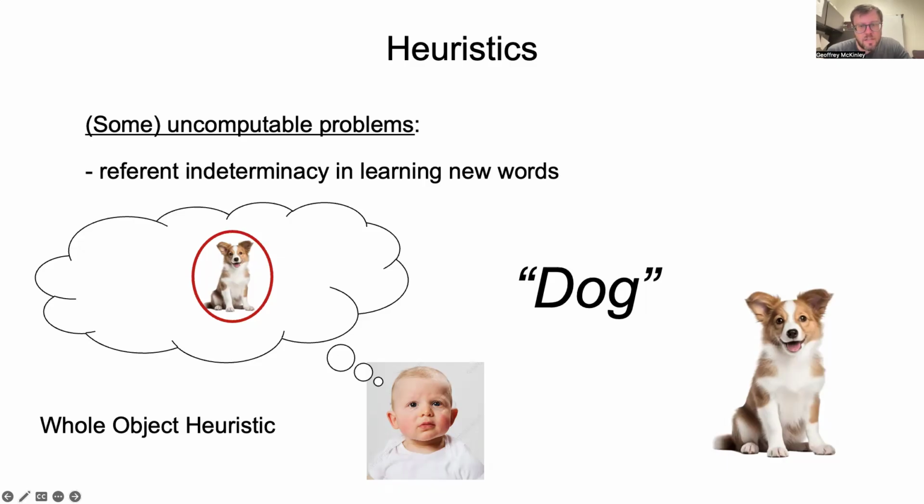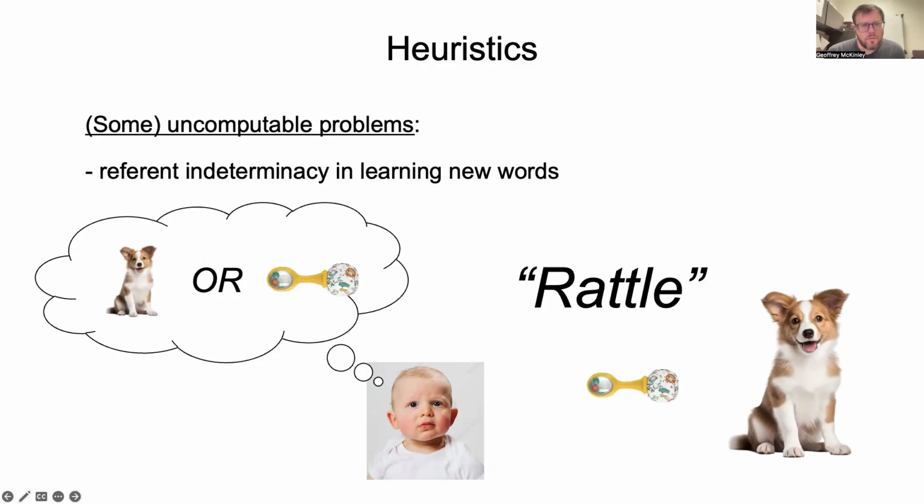And again, this is an uncomputable problem because, from a purely logical perspective, the number of things that a word could refer to is infinite. And so this heuristic provides a practical cognitive shortcut to make the learning problem more tractable by significantly narrowing down the possibilities.